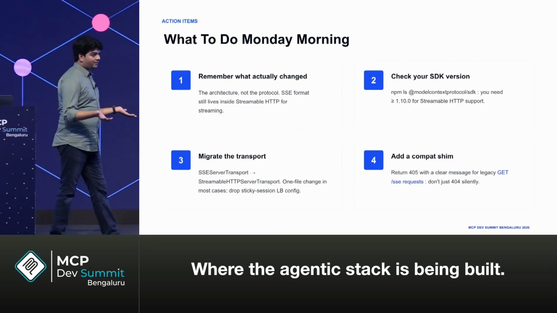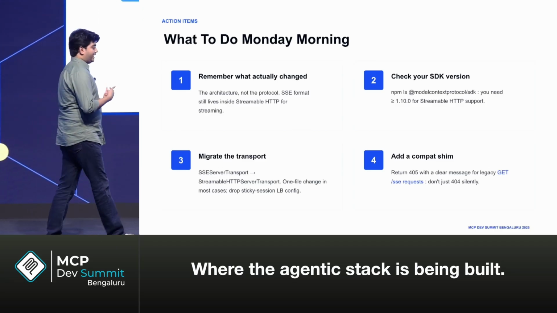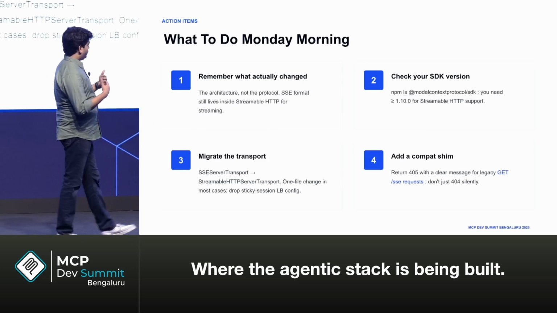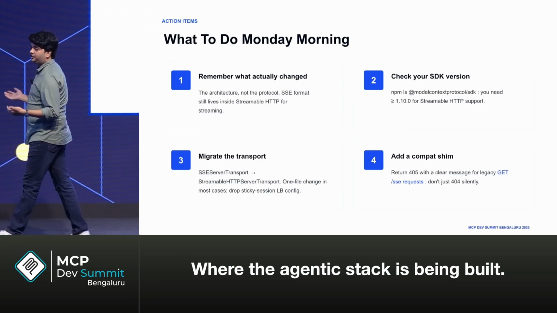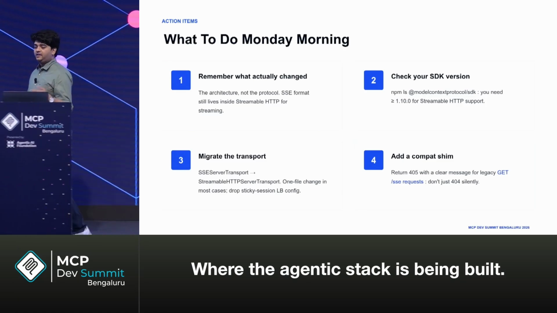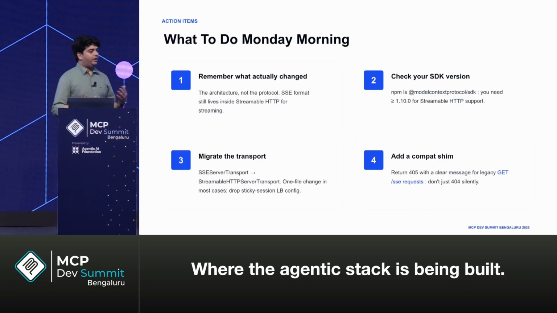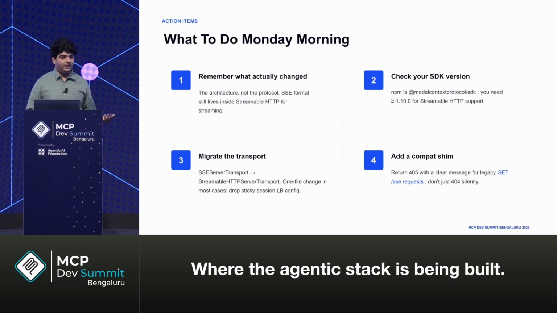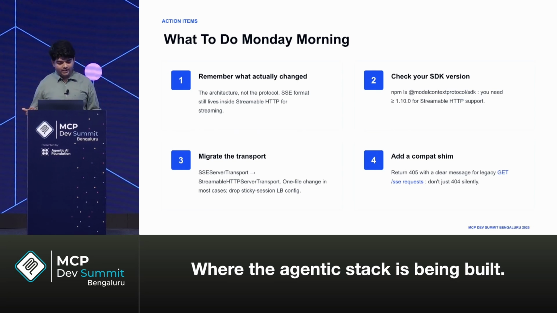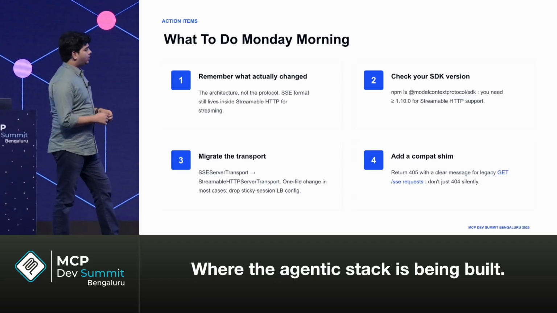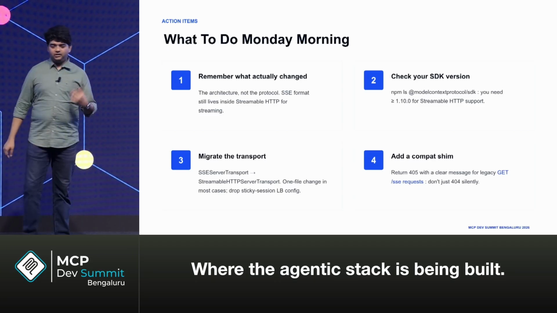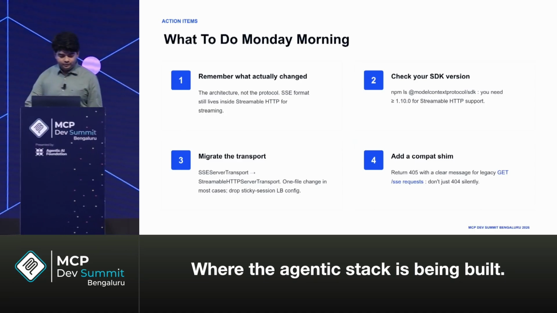I know it's not Monday, but next Monday, when the event is over, here are the things you can do. Go and review what has actually changed in your code base and in your architecture diagrams. If there are any dependencies which have been deprecated, now is the right time to move out of them. Check your SDK versions. You need 1.10 or higher of the Model Context Protocol SDK, whether you're using Python, JS, TypeScript, and such.